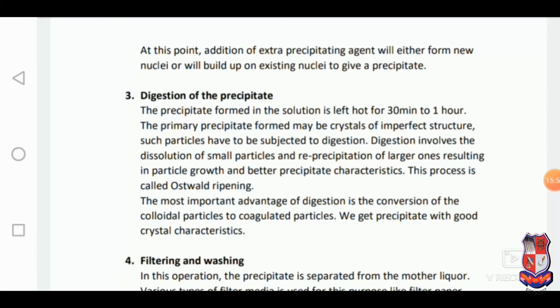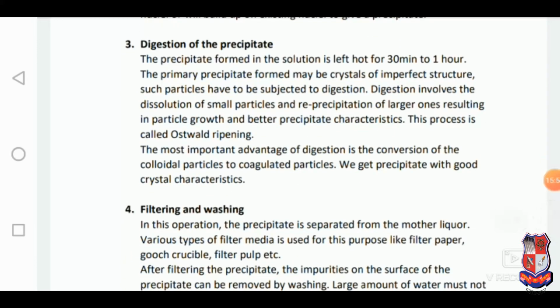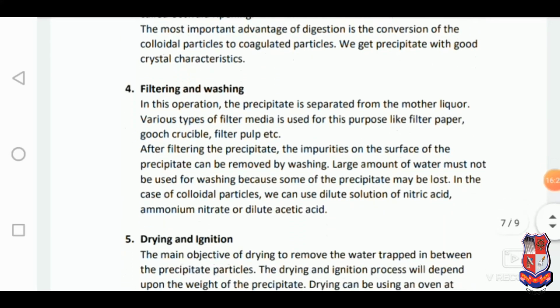This process is called Ostwald ripening. Here the student must remember what Ostwald ripening is: it includes the formation of nuclei, and on the surface of it other molecules come and attach, so that we obtain bigger crystals. That is the basis of Ostwald ripening. The most important advantage of digestion, as we already discussed, is the conversion of colloidal particles to coagulated ones.